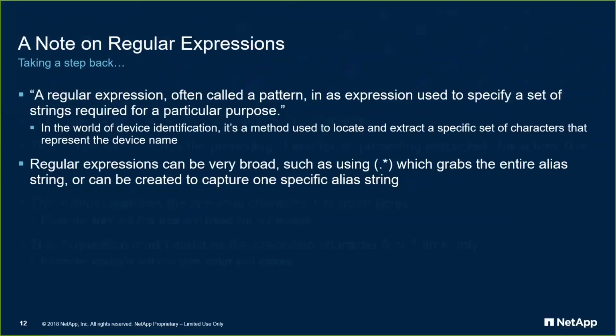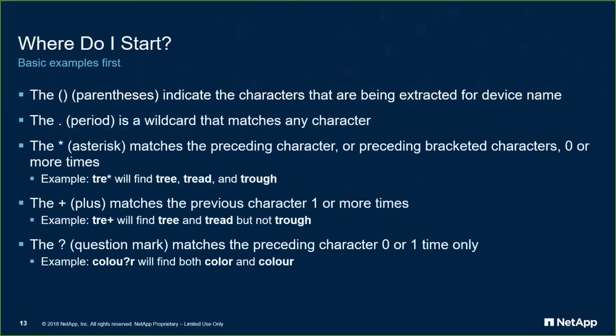So let's start with some of these basics. So the parentheses is probably the most important thing to be aware of when you're writing your regular expressions for device identification. The parentheses indicate that the characters we're capturing within the parentheses, these are the ones we're extracting for the device name. So when we go through and write these, we're trying to match as many characters in the alias as possible, but only a certain set of characters is going to represent that device name. So as we write this, we use the parentheses to basically indicate that and extract those characters. You'll see a little bit better when I get into an example here.